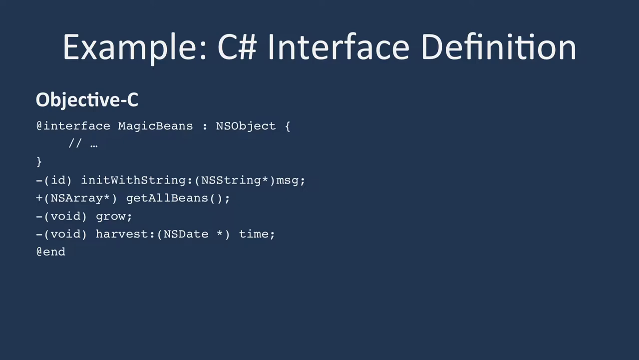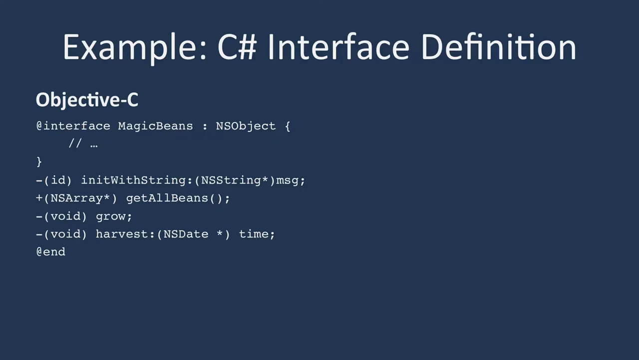This is very, very simple, and the idea here is to teach you what you're going to be looking at and how you would improve the API. So what we're defining here is a class called Magic Beans. And Magic Beans subclasses NSObject. You're going to find this everywhere in Objective-C, right? This is creating a new class. This is equivalent of saying in C# class Magic Beans. And remember, in C#, the base class is always implied.